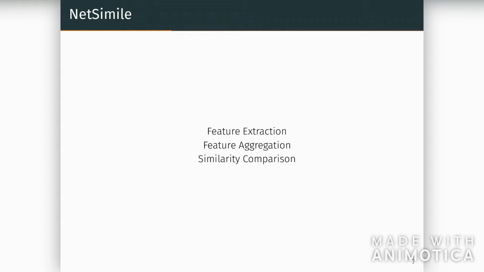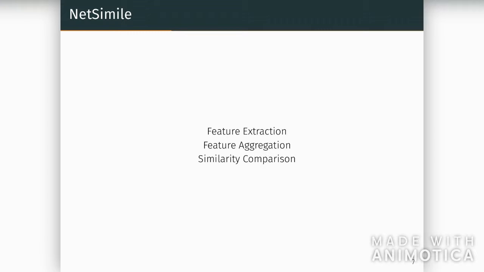NetSimile is a graph similarity method that supports graphs with unknown node correspondence. NetSimile meets 3 properties. First, the similarity scores obtained are size invariant. Second, the node correspondence problem is avoided. And third, it is scalable with linear runtime complexity with respect to the number of edges.